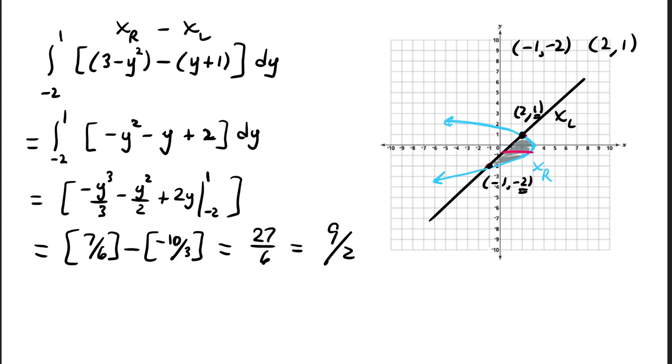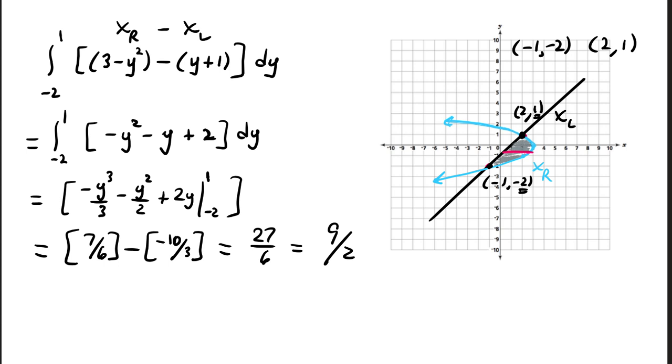If you use horizontal, this little red strip is a horizontal representative, you want the right function minus the left function. If you do it with respect to x, you want top minus bottom. But see this little section? That's an overlap, and we don't really have a top and bottom there, but we always have a right versus a left. We're going to be integrating with respect to y. The y values at the intersections are -2 and 1. So be careful, we're going to use y values this time.